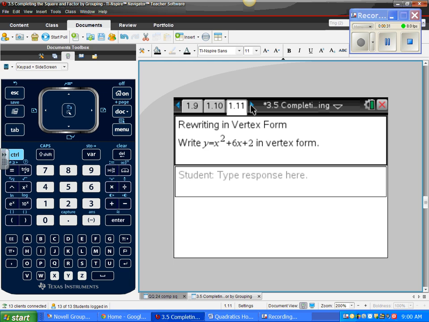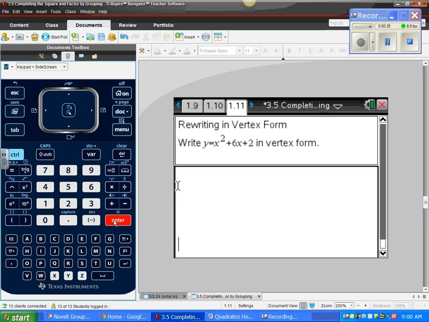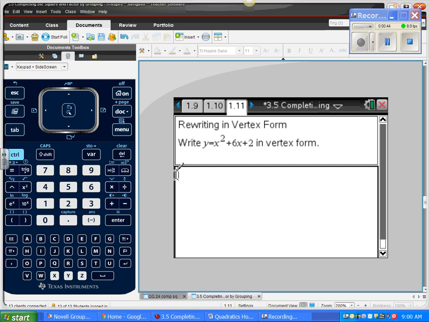Okay, so we're going to take x squared plus 6x plus 2, and we're going to write it in vertex form. So we're going to do that by completing the square. So the steps are exactly the same. We're just not going to go as far as we normally do. All right? So what's my first step in completing the square for this?